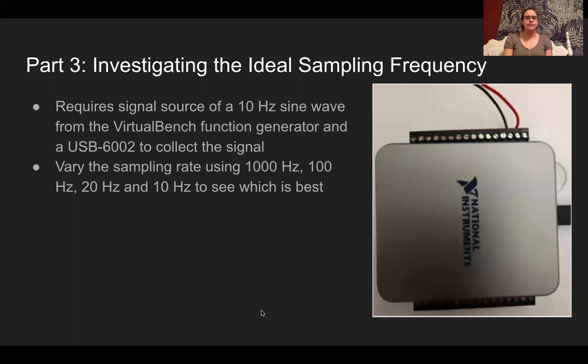For part 3, you will be investigating the ideal sampling frequency. This requires a signal source of a 10 hertz sine wave from the virtual bench function generator and a USB 6002 to collect the signal. With the USB 6002, it is important that the signal output wire of the function generator is plugged in directly into the AI0 or AI1 inputs of the USB 6002. You will vary the sampling rate using 1,000 hertz, 100 hertz, 20 hertz, and 10 hertz for a few seconds to see which one is the best.